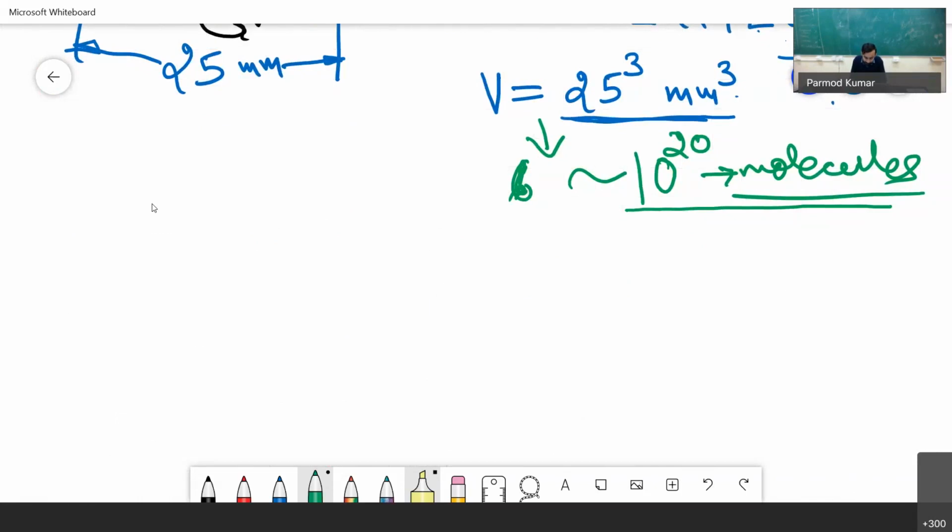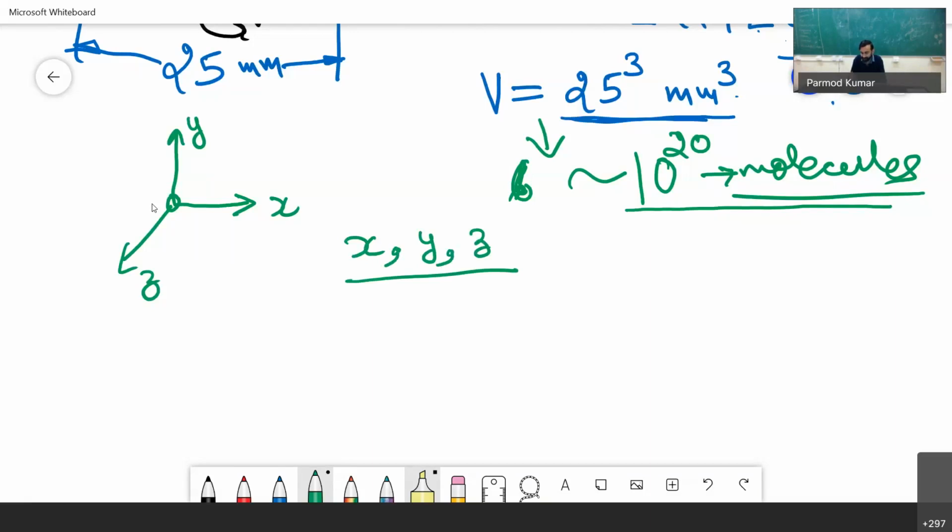Now what will be happening if we have a single molecule and we have to specify its location in space? In order to specify the location of a single molecule in space, we have to specify its 3 coordinates. If I have an XYZ coordinate system, for that particular molecule I have to specify its coordinate positions X, Y, and Z at any particular instant.